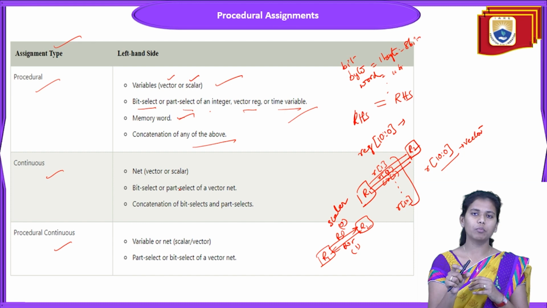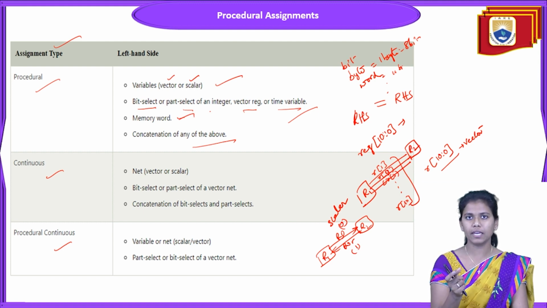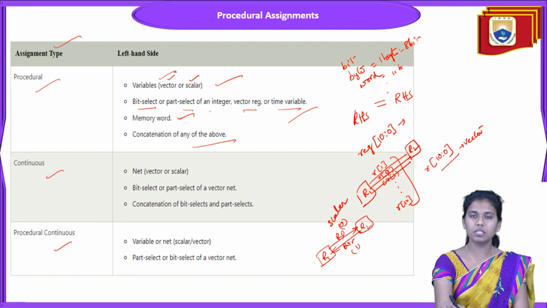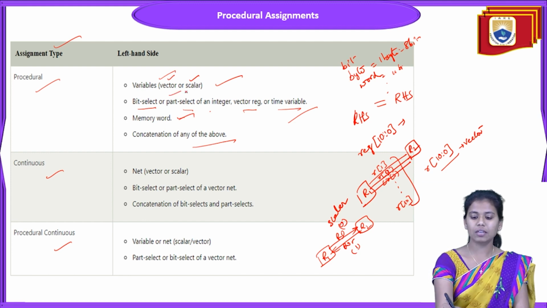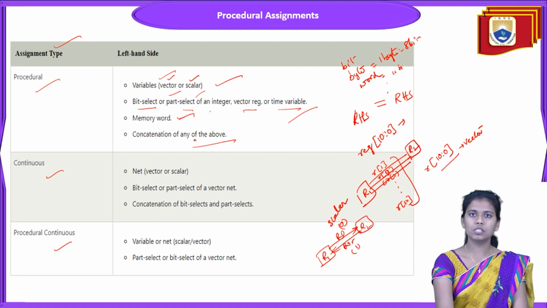Not only a single one but also a group of things: concatenation of words, concatenation between the words, or concatenation between the bits or bytes, concatenation between the variables, which are in terms of vectors or scalars, as well as bit select or part select. Okay, so this is what you will observe. All these things you will be observing towards the left hand side of the given assignment.